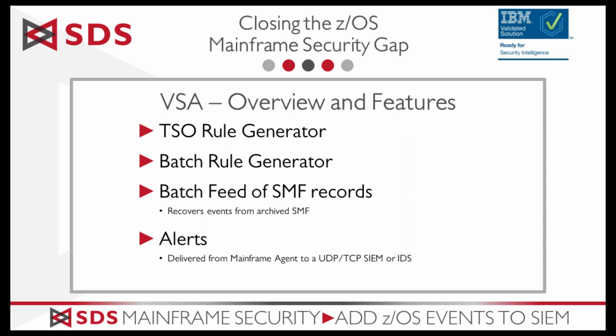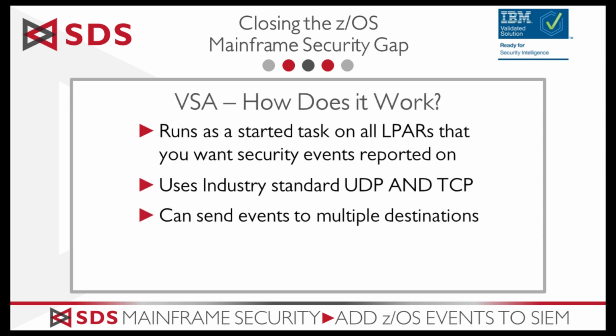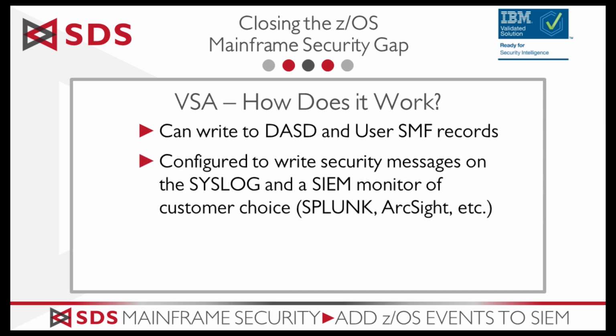So something that we spoke about. So how does it work? It runs as a started task on all of the LPARs that you want security events reported on. If you have 10 LPARs and you elect to run an agent on every one of those, you'd need 10 of those, one agent per LPAR. We use the industry standard UDP and also TCP to deliver the messages to the SIM. We can send to multiple destinations if that's a requirement. We can also write to DASD and exploit user SMF records. So if you have some of those products that are using user SMF records, we can certainly do that. And as I mentioned, agnostic, we can deliver to any one of the SIMs on the market.